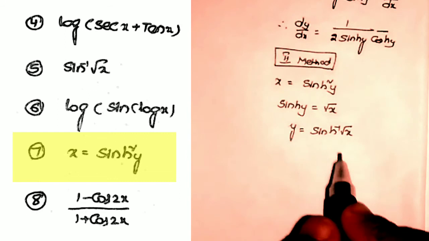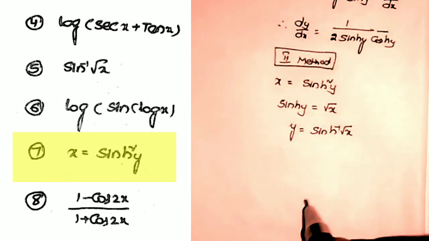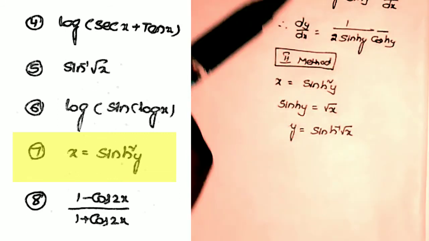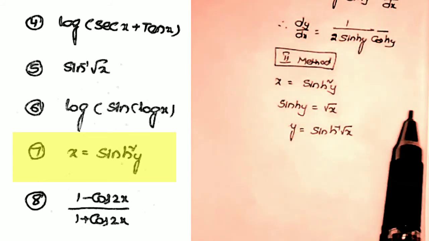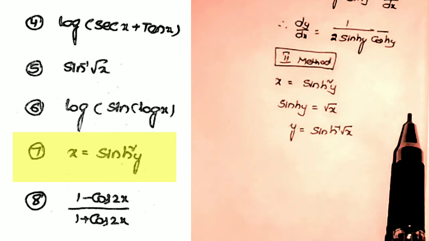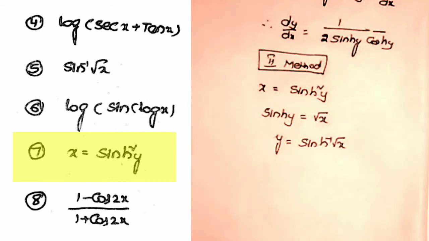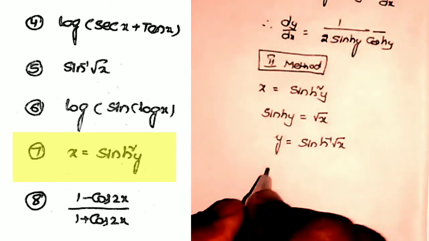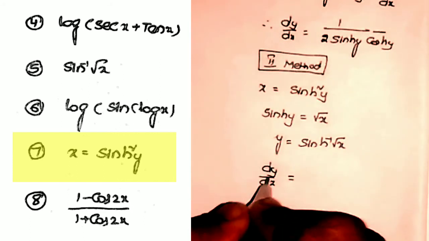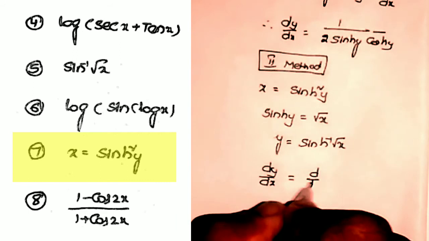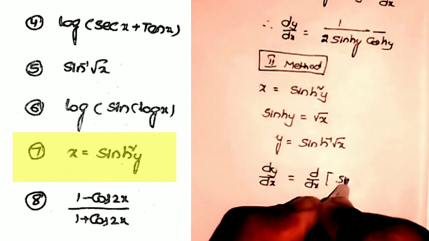Okay, now we are taking the derivative to this equation. So either directly we can take the derivative to the given equation, or convert the given equation in the form of y is equal to x function and then do the derivative. We can do the problem in either of the two methods. So applying dy/dx, that is dy/dx is equal to d by dx of sinh inverse of root x.